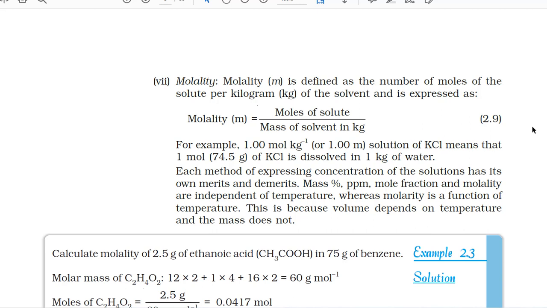Each method of expressing concentration of solutions has its own merits and demerits. Mass percent, ppm, mole fraction and molality are independent of temperature, whereas molarity is a function of temperature. This is because volume depends on temperature and the mass does not.